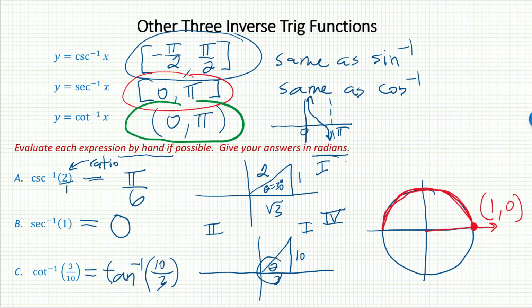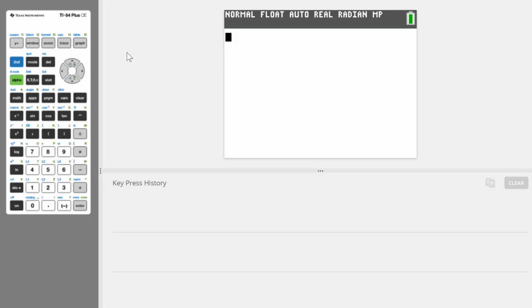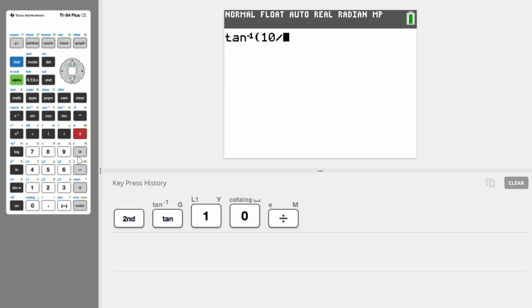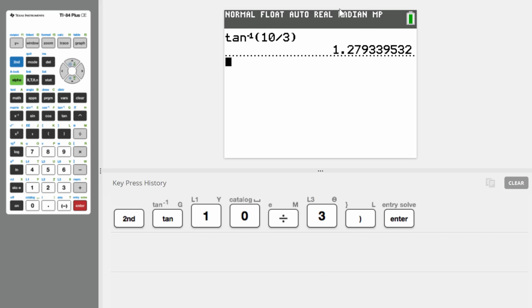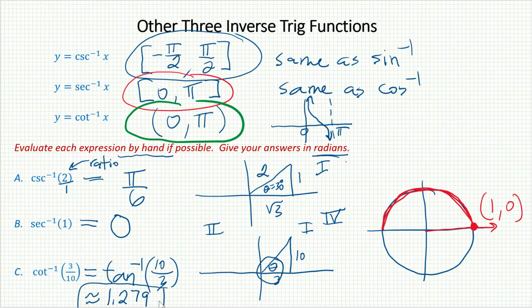Calculating the tangent inverse function for 10/3 will give me the answer that I want. It gives me that same angle that we drew. Well, I can easily do that in the calculator. Tangent inverse in blue above the tangent button. Type in 10/3. Hit enter. We are in radian mode, and so here is our first quadrant angle we were interested in, about 1.279. That's the angle whose tangent ratio is 10/3, or equivalently, whose cotangent ratio is 3/10.